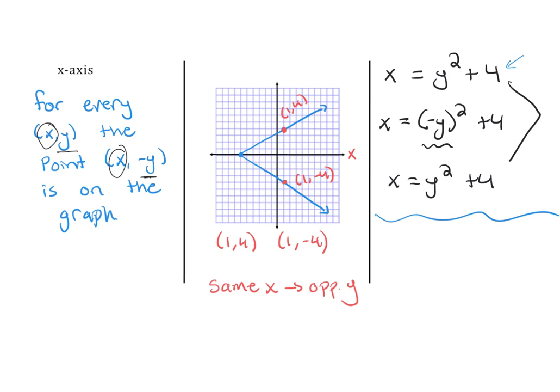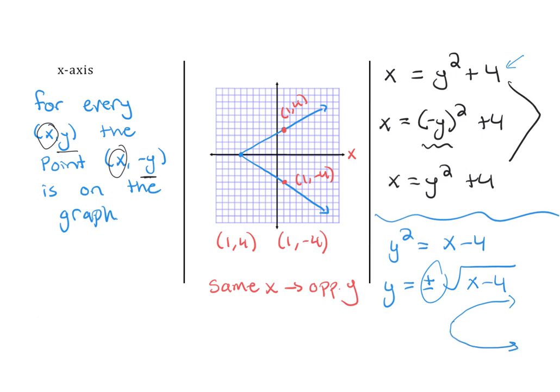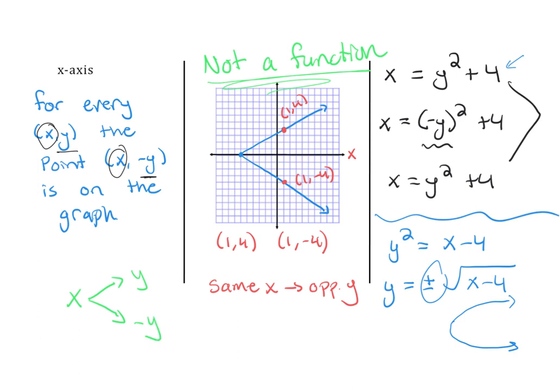And then if you solve this for y, let's think about what happens. y squared equals x - 4, and now square root. y equals plus or minus the square root of x - 4. That plus or minus is what makes essentially a sideways parabola. So just another note: with symmetry across the x-axis, it's going to be something that's not a function, because an x value would be going to 2 different y values, a y and a negative y. So we still have graph symmetry, but it is not a function.